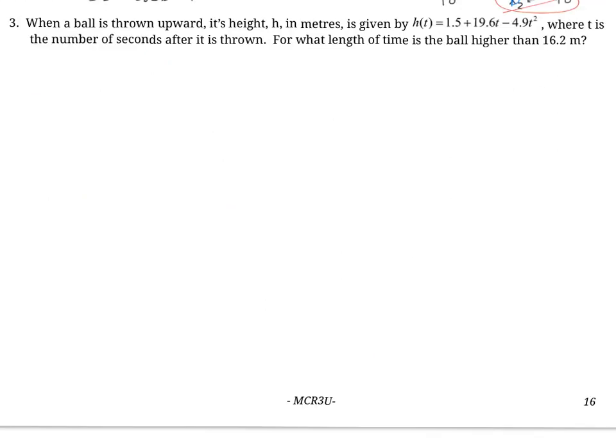Okay, we're going to try one last example. This example says, when a ball is thrown upward, its height h in meters is given by the function, it's given us there, where t is the number of seconds after it's thrown. For what length of time is the ball higher than 16.2 meters?